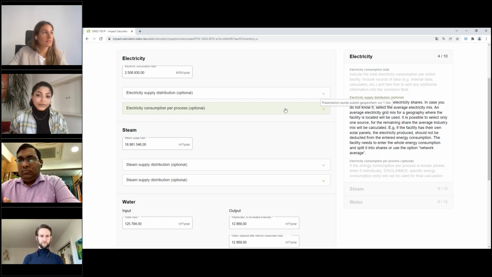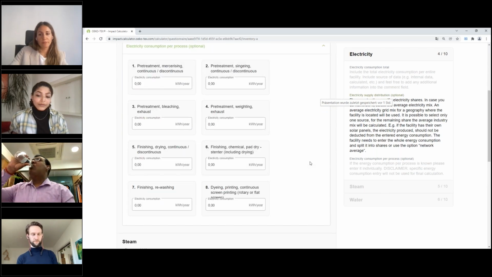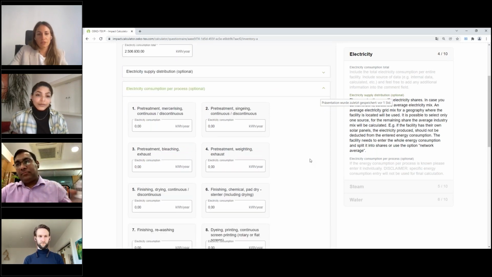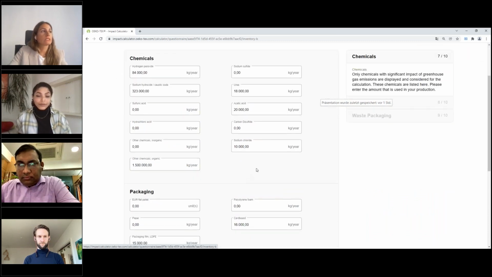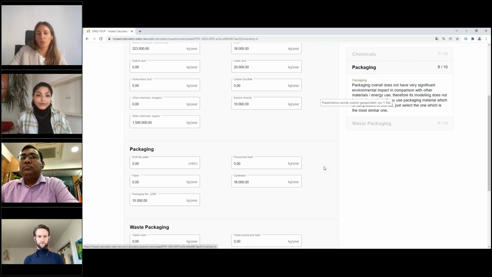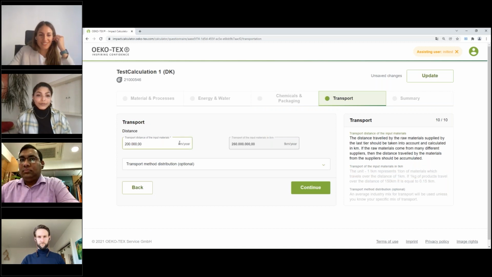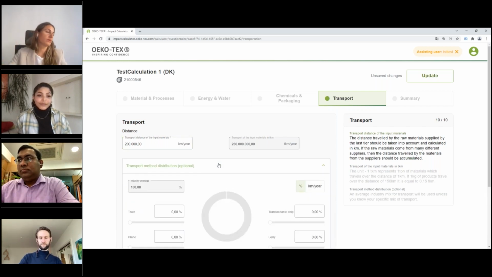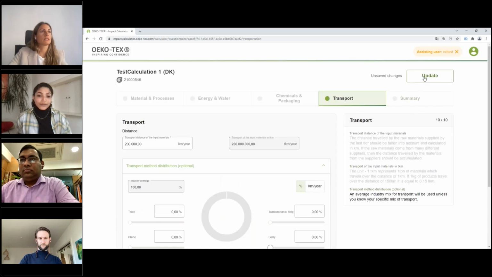And then also the consumption per process steps can be entered. So also for water the same, and also for steam, for example, because there can be huge differences in the process steps as well, and it's important for the analysis at a later stage. And then also in the section chemicals and packaging, here we focused on the most important chemicals that have the highest emissions when producing them. The total amount can be entered, accumulated in a year. And same for transportation. So as mentioned before, the distance traveled of the raw material used in the facility supplied by the last tier. Here, for example, when 100% should be a lorry, this can be selected and also updated.